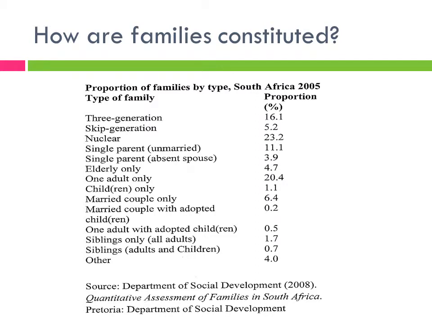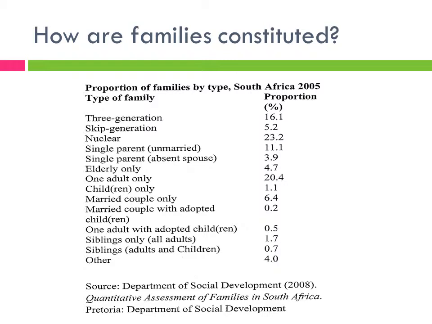How are families in South Africa constituted? Here we can see a resource that was developed by the Department of Social Development and published in 2008, based on the breakdown of families in South Africa in 2005. Here we can see that the predominant family type was the nuclear family, which was 23.2%. The nuclear family consists of a mother, a father, and children.